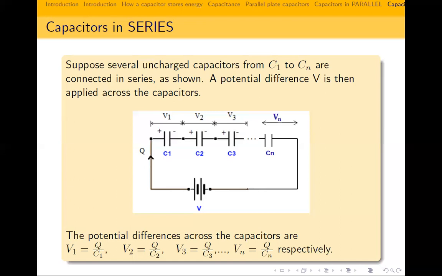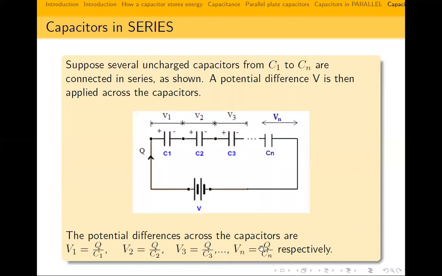The only difference is that total voltage V will be a summation of V1, V2, V3 up to the last one. So here down here, the potential difference across the capacitors are, for example, V1 will be charge over capacitance. Here we don't have Q1, Q2, Q3 because the charge is the same. So for V1, we shall have Q over C1. For V2, we'll have Q over C2. For V3, we shall have Q over C3.